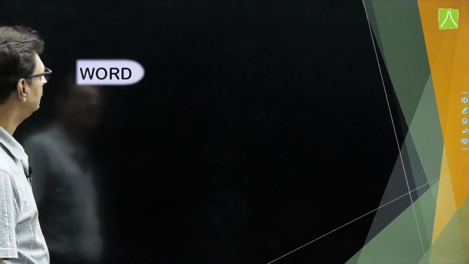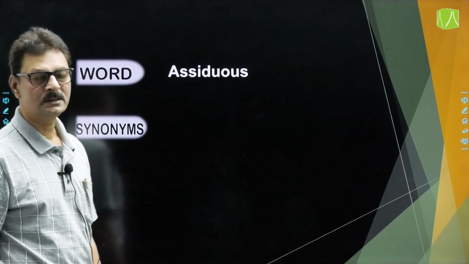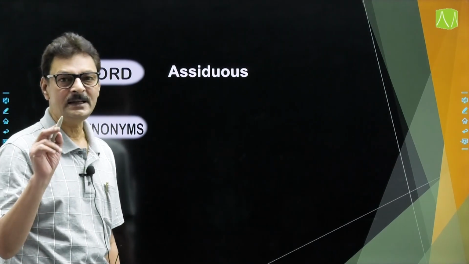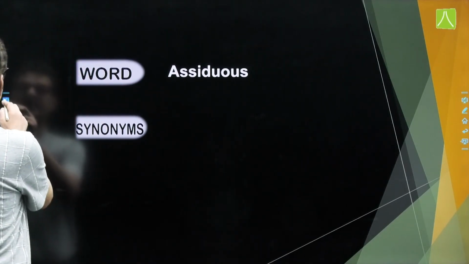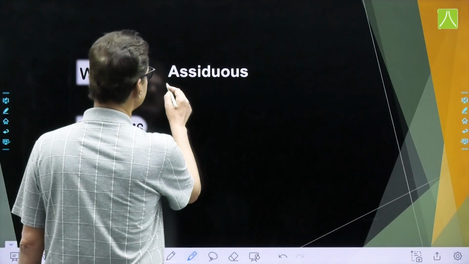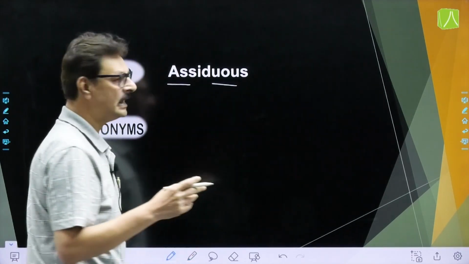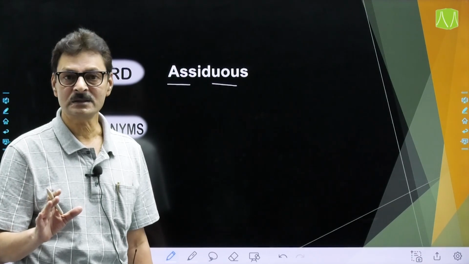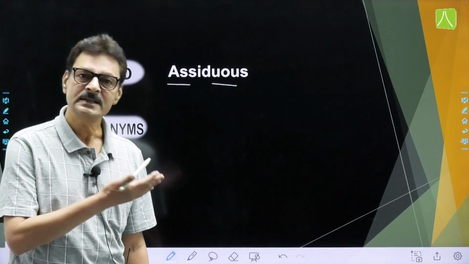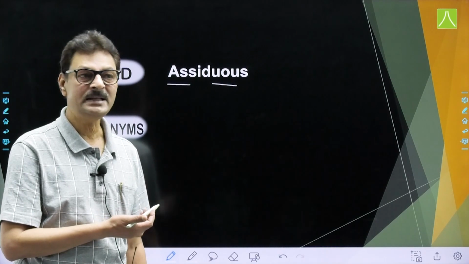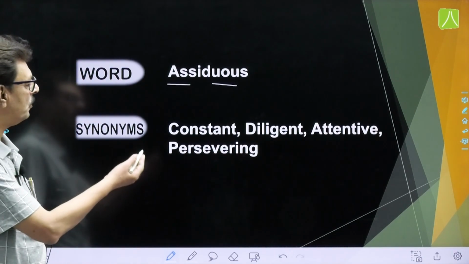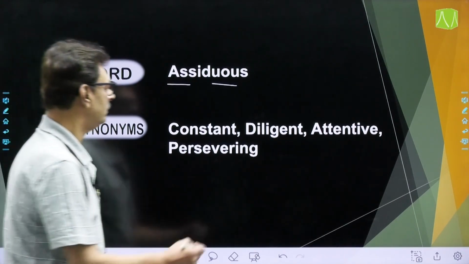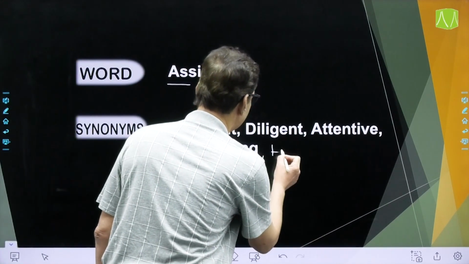Next one, assiduous. Assiduous. इसका एक तरीका है याद करने का. Mnemonics is there. If you want, S in the dust. S गधा, काफी मेहनत करता है. S working in the dust, hard working. ये इसका मीनिंग है. तो assiduous means hard working, constant, diligent, attentive, persevering, or very simple what I will give is hard working.